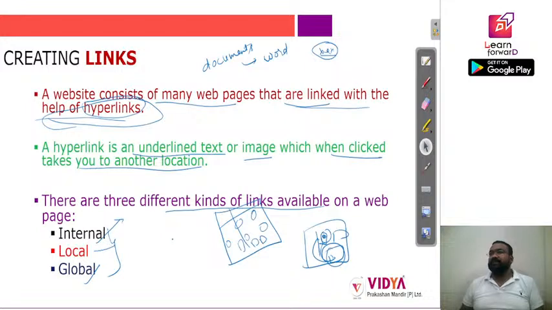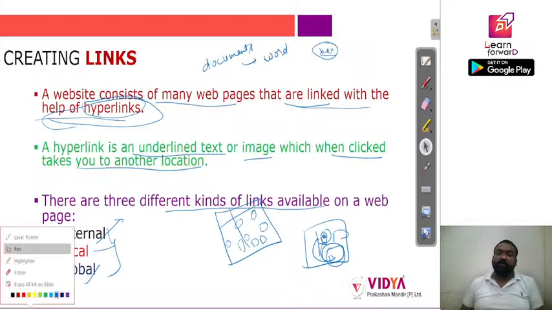So global links are generally that means you link to some other website which is not part of your website, or the web pages that are outside of your website. So those links are generally called global links.